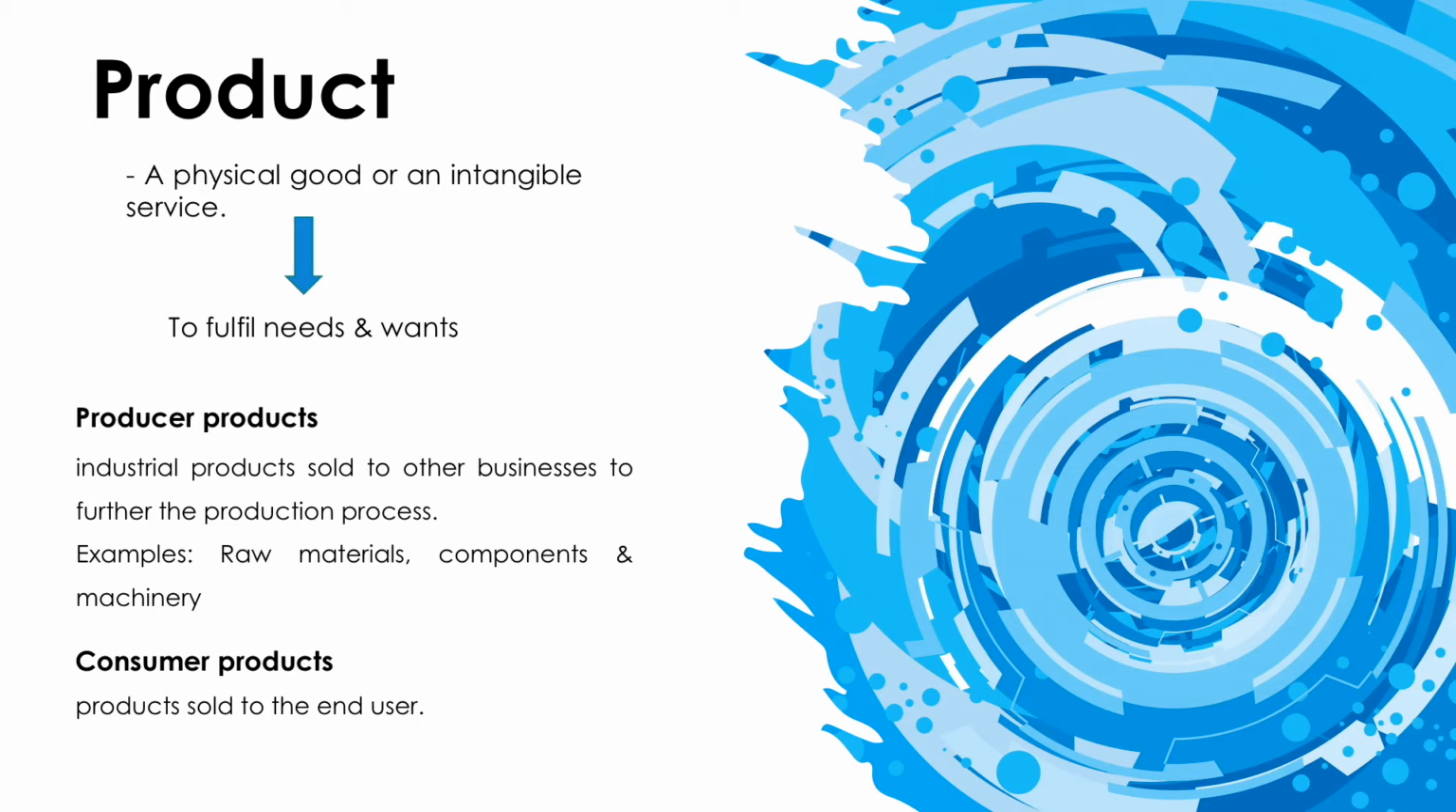Some products, such as laptop computers and motor vehicles, are sold to both industrial and private customers. The purpose of the purchase determines whether the product is classified as a producer or a consumer product, which in essence tells us if it is used for a commercial or a private use.